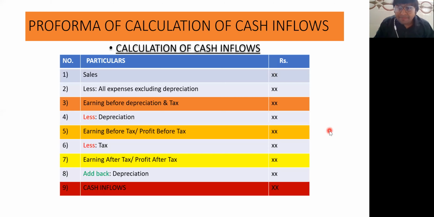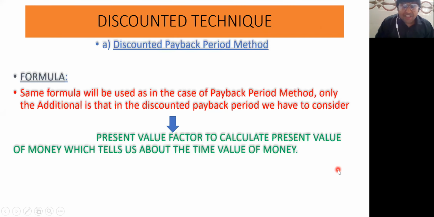Now, the next one is what? After that, calculation of cash inflow. That was the non-discounted technique. Now the next point is the discounted technique. I told you earlier that in the discounted technique, what we have to consider is the time value of money.